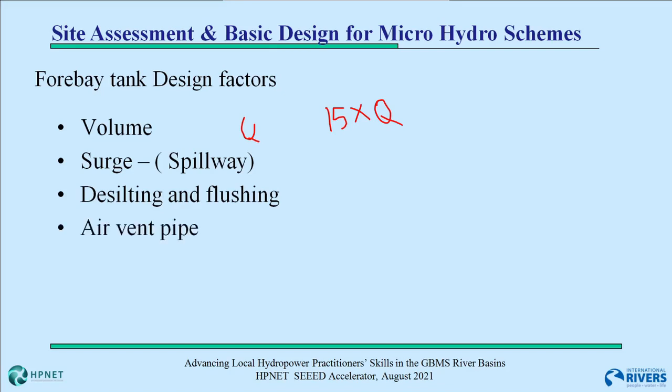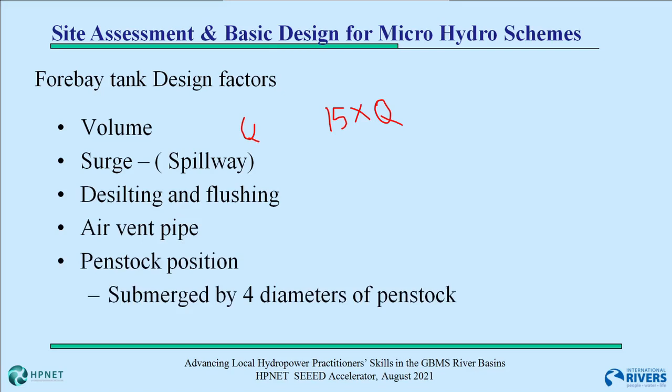The next important factor is the inclusion of an air vent pipe. This is a very important component which we will be talking about in the penstock design. The penstock position is also a very important factor. It should be submerged by water at least by 4 diameters of the penstock. If the penstock is of say 30 cm diameter, 4 times that is 120 cm of water should be above the penstock.